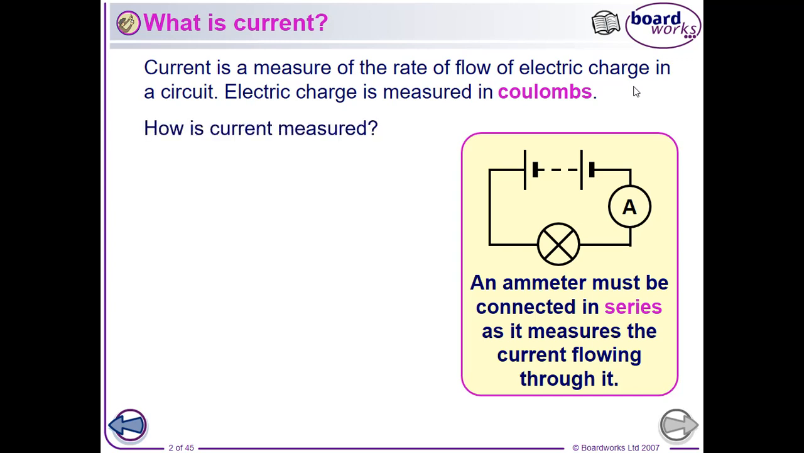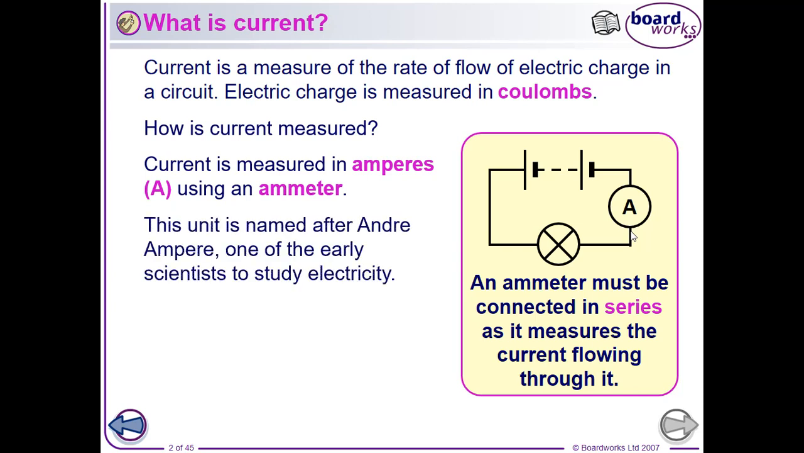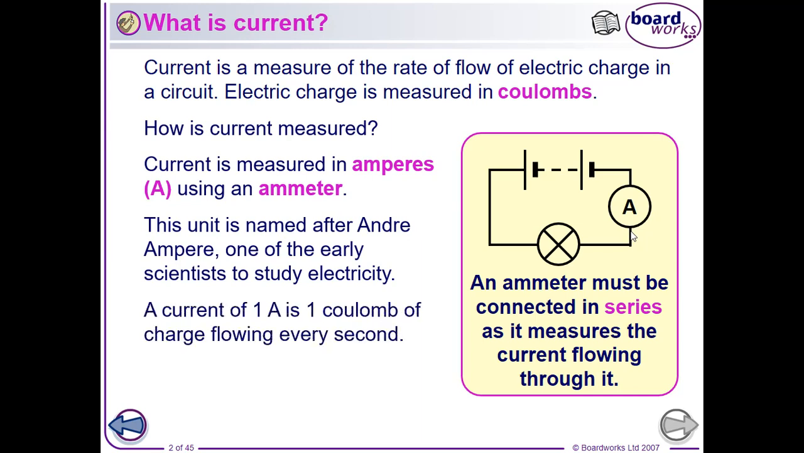Now, how do we measure it? Current is measured in amps using an ammeter, and the ammeter has to be in series in the circuit. It has to have the current flowing through it to be able to tell how much current is flowing. The person we named the amp after is Andre Ampere, and the real name for amp is ampere, but we usually shorten it to amp, and he's one of the first scientists that studied electricity.